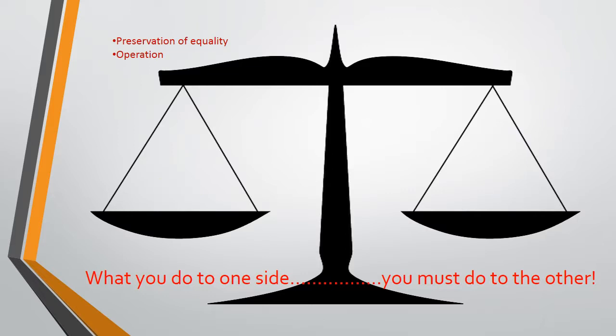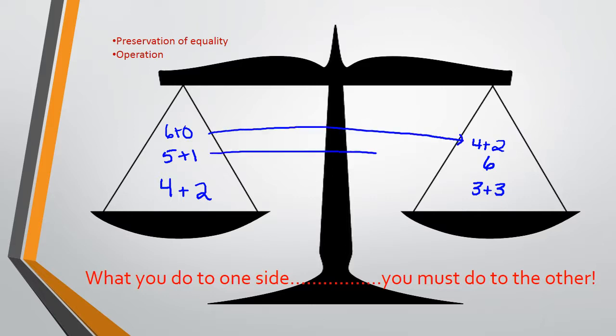Let's try another one. I have 4 plus 2 on this side. So I could write 4 plus 2 over here. That would be the same. I could also write 6. I could also write 3 plus 3, because that's still 6. It's still the same. All these things are the same. Okay, so 5 plus 1, 6 plus 0. Okay, it's exactly equal to the other side, so my scale would stay balanced. So we have preserved the equality. So just remember your scale and this golden rule. What you do to one side, you must do to the other.